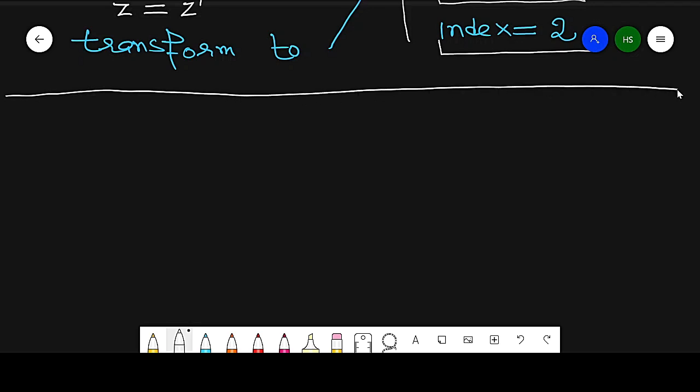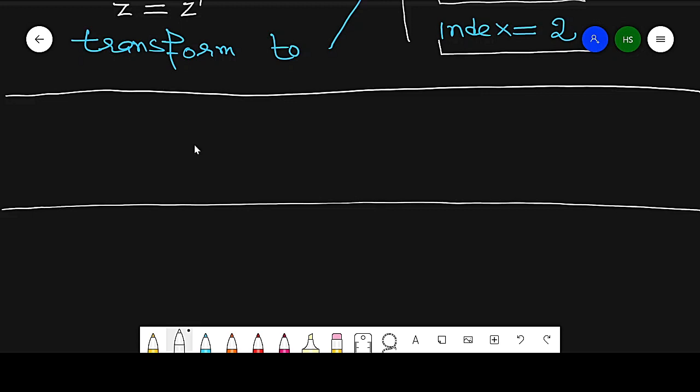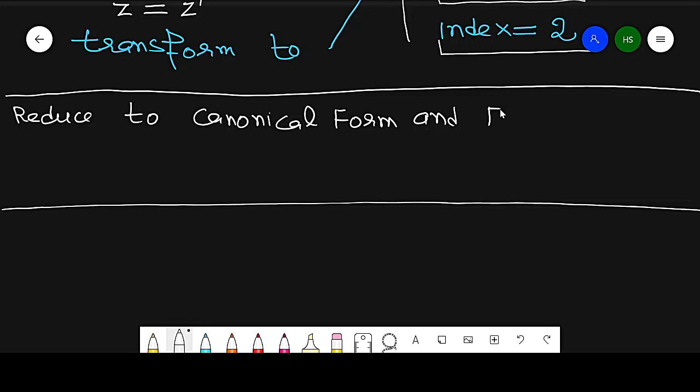Just remember, this method is applicable to every question in which the question is asked as reduce to canonical form and find rank and index. So every question will be solved with this method. So this type is very important.